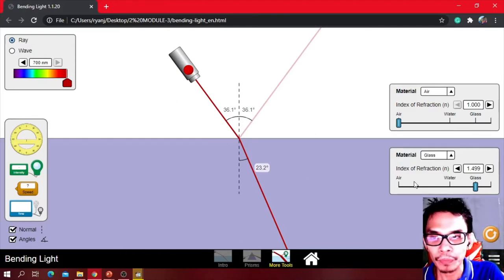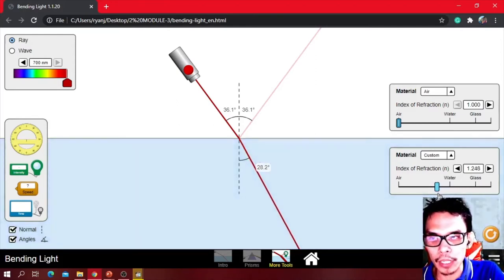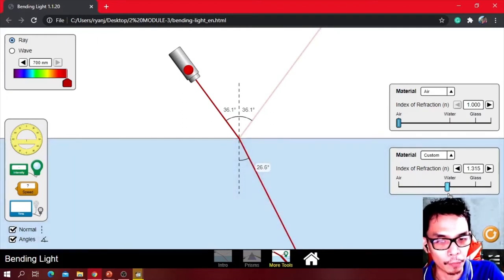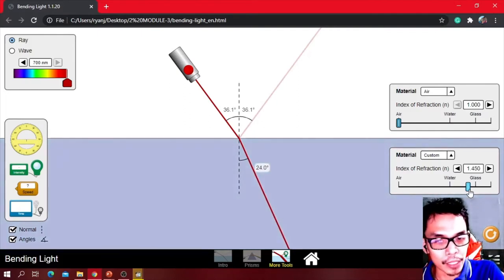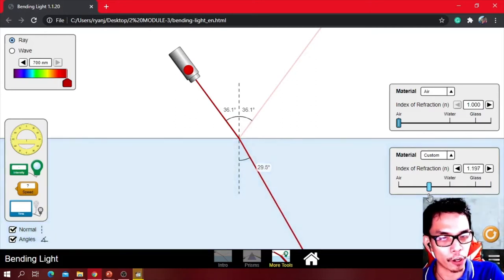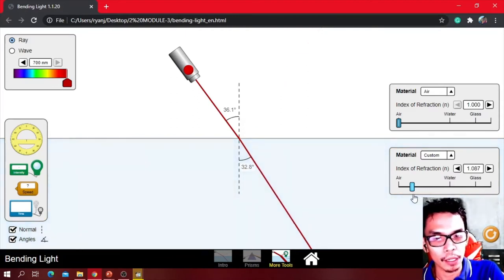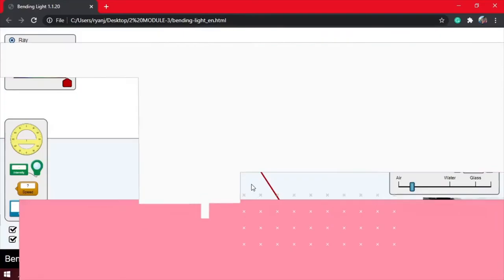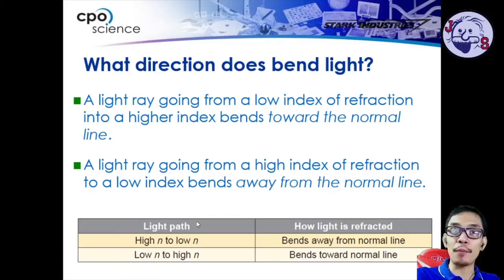So basically speaking, as you increase the index of refraction of the material the light goes through, the angle of refraction moves towards the normal line. As we decrease the index of refraction, the light rays, or the angle of refraction, move away from the normal line. Okay, so that's the basic idea of what we have right here.